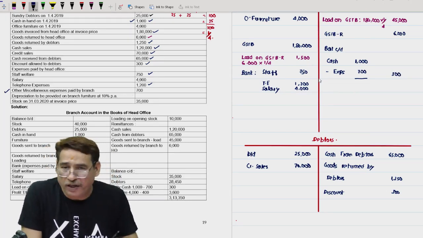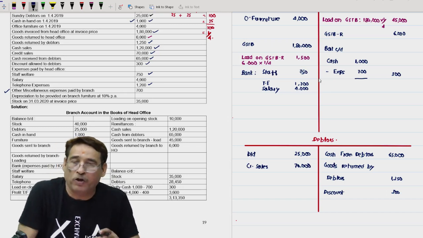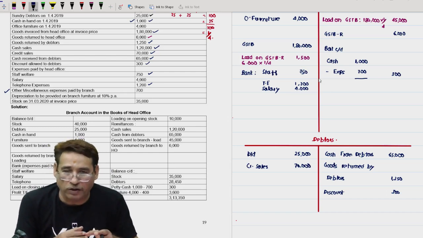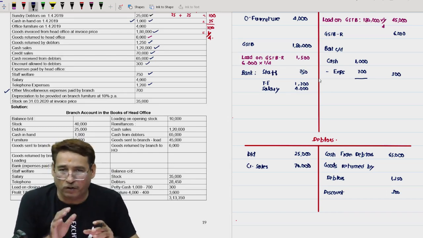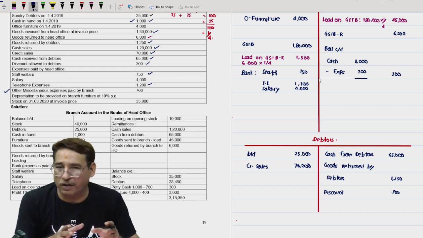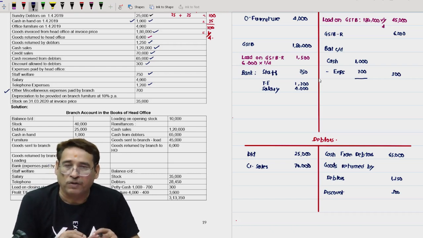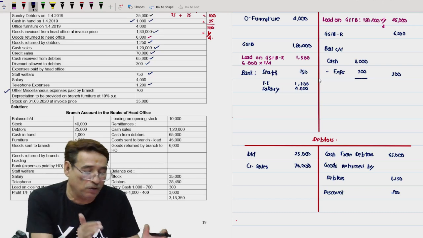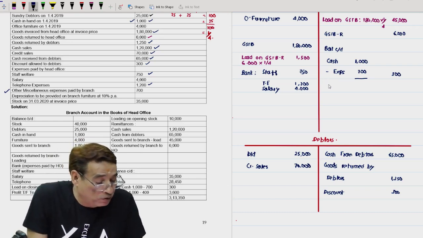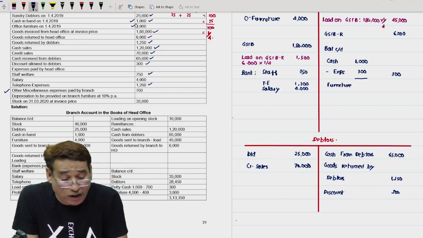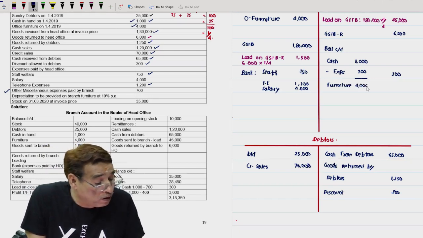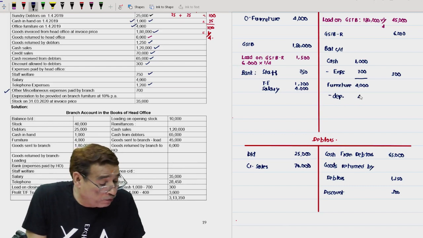Depreciation. You know that depreciation cannot be reflected directly in the branch account, because under this system, as I've already told you, head office with respect to branch actually prepares only the branch account and branch debtors account. No other account is maintained. We are not maintaining any real account. So that is the reason we cannot straightaway write depreciation. So in order to put depreciation in the branch account, see here, furniture. Opening balance of furniture was given to us as 4000. So I will write here 4000. I will subtract the depreciation now. Amount of depreciation is 10%, so 400 I will subtract, and 3600 I will write towards the opposite side.